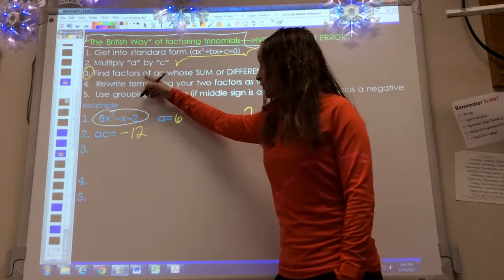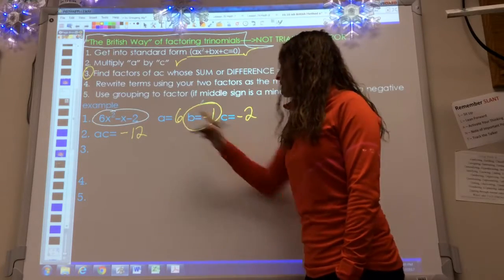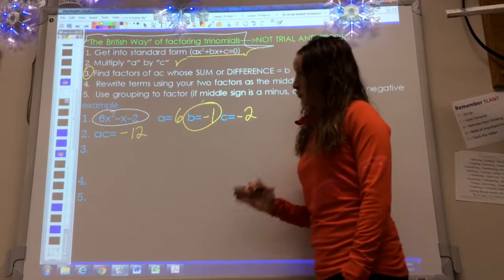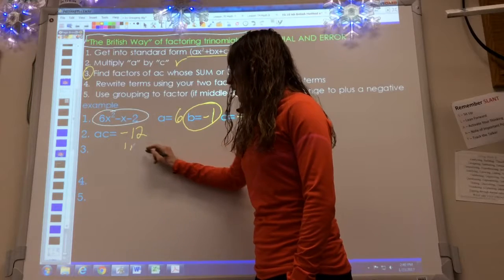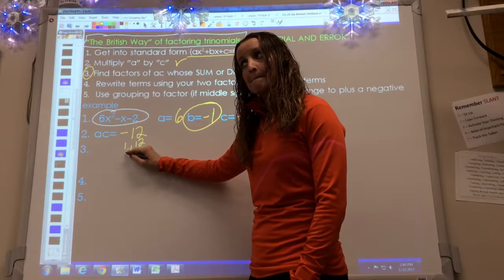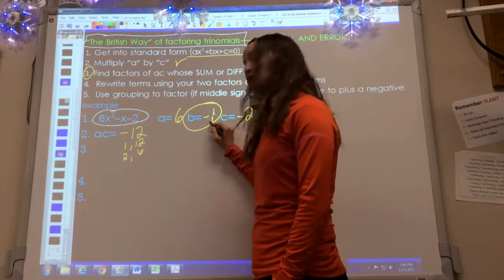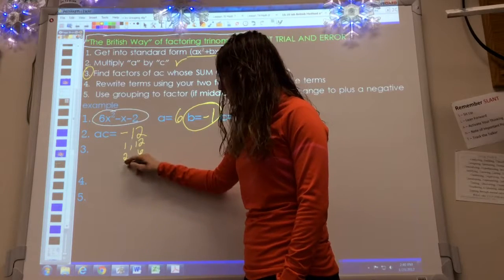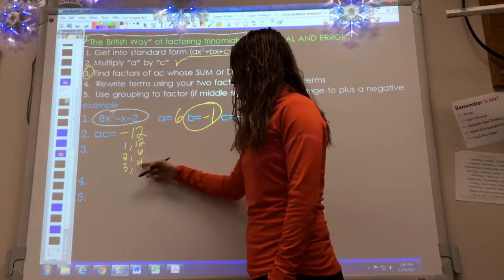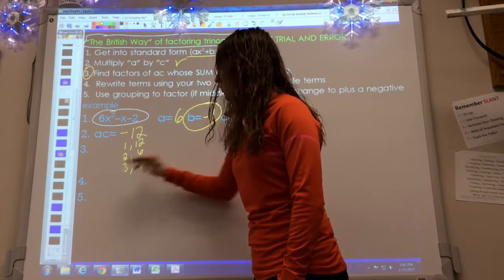Now, third step is the most fun, because we need to list the factors of AC whose sum equals -1. So if everyone can circle -1, that is what we want our factors to add up to. And if you forgot what factors are, our first one is always 1 and 12. What's our next factor? 2 and 6. Will that ever add up to -1? No, so we go to our next factor, which is 3 and 4. Is there a way to make this equal -1? How? -3 plus 4.